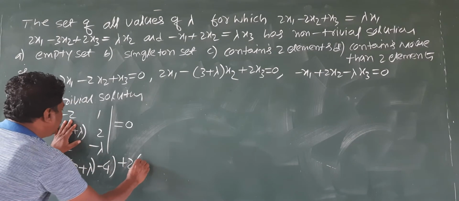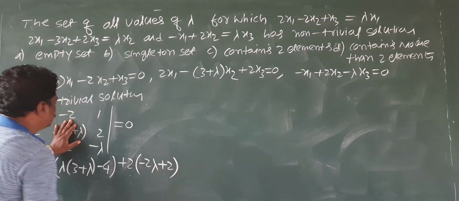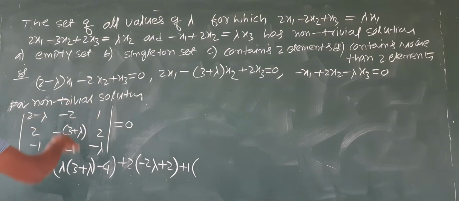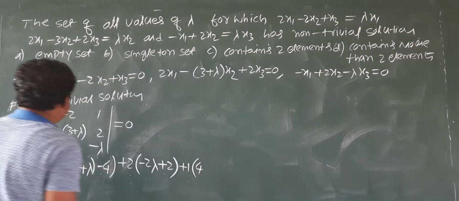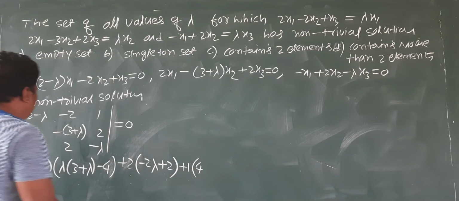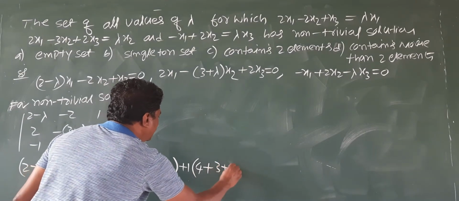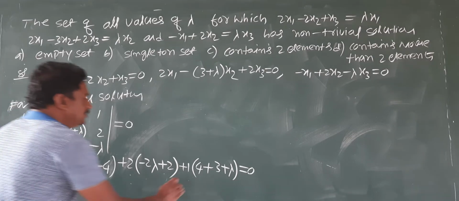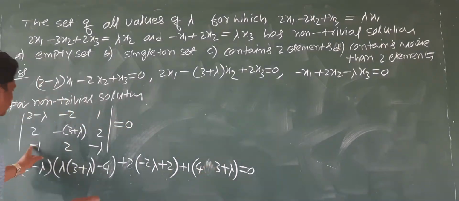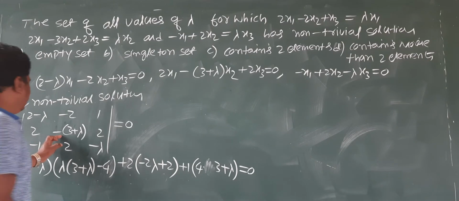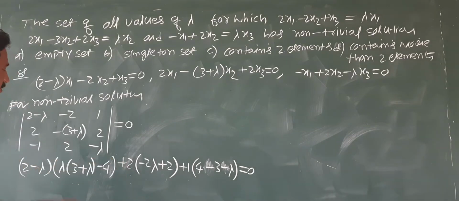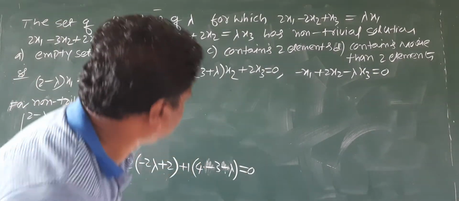so minus 2 lambda plus 2, plus 1 into column row, 2 twos are 4, minus or minus plus 3 plus lambda is equal to 0. So 2 twos are 4, minus into minus plus 1 more, minus 3 minus lambda. Now simplify this. Now you think of simplifying this.